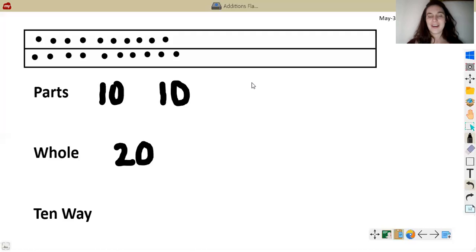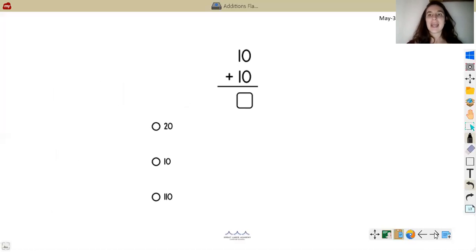All right, scholars, it is time for our exit ticket. So go ahead and go to Google Classroom, complete the exit ticket on your own, and then come back and check your work to make sure that you guys got it right.